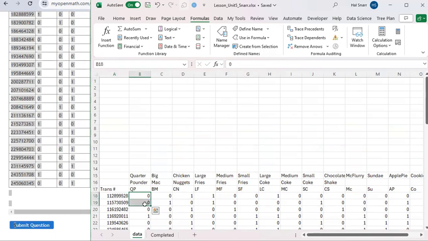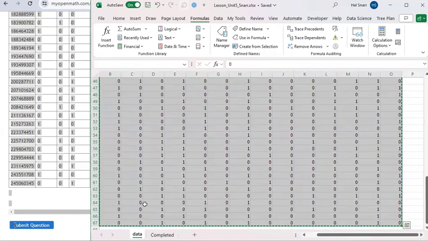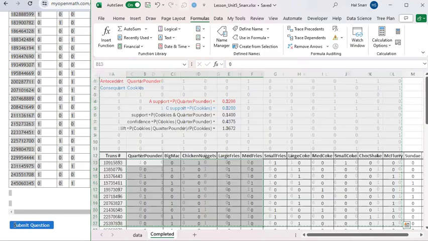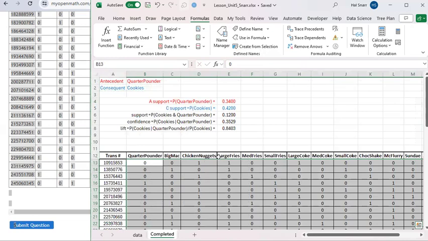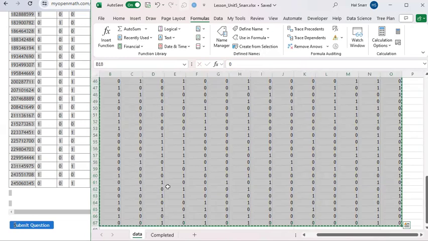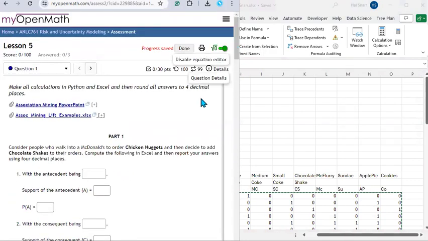Okay, so now that spreadsheet is all set up. The next thing I'm going to do is copy it to the completed table. So I'm going to click on the 0, hold down Shift and Control, the down arrow and the right arrow. I'm going to copy the data and paste it right here. Okay, so we change the data slightly. Now we're ready to start answering questions here.